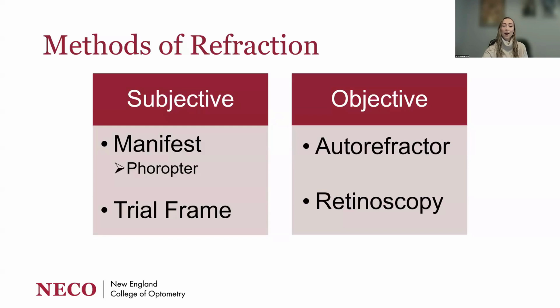Objective measures include our autorefractor in addition to retinoscopy. Retinoscopy is an excellent tool for patients who may not be able to sit behind the phoropter or are not able to give us reliable subjective responses.